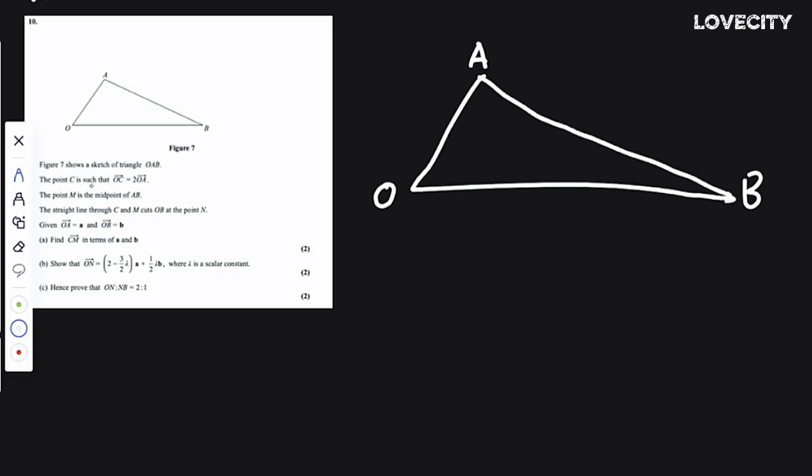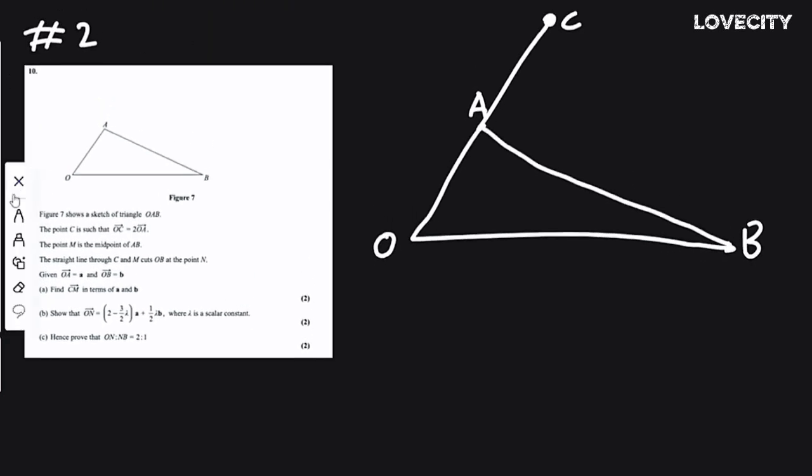Next, the point C is such that O to C is equal to twice the size of O to A. So O to A goes along this line. O to C is 2 of this line. So C is going to be up here. I'm just going to move up to make sure it's on the board. And then we have the midpoint of AB is M. So if I mark that on, we have M.